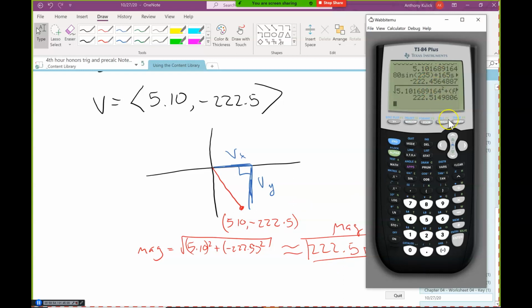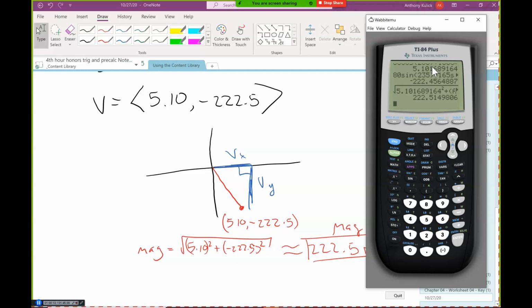Once you have your component form, you take the x component squared plus the y component squared, square rooted, will give you the magnitude every single time. That's one of the beauties of this component form, is it's really easy to get back to a magnitude and direction.